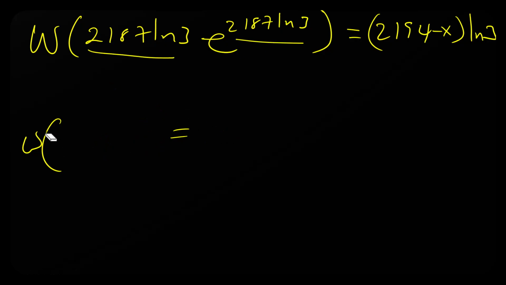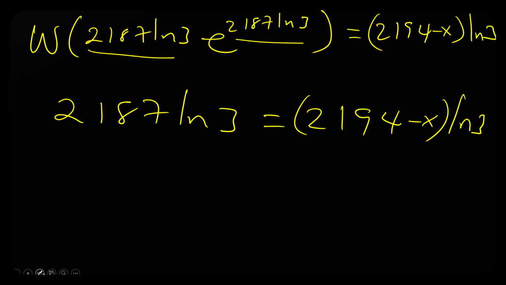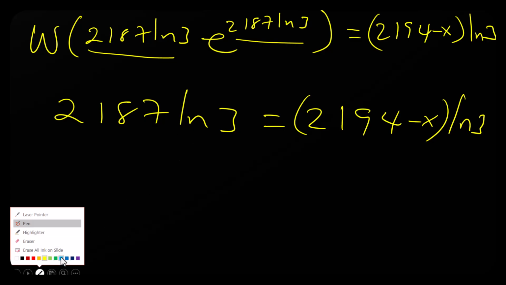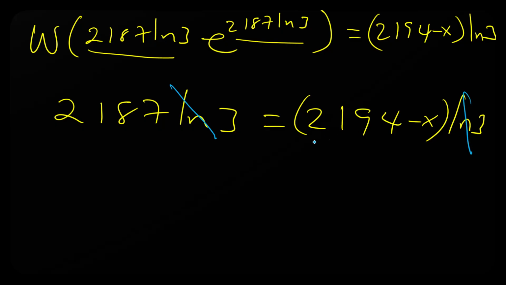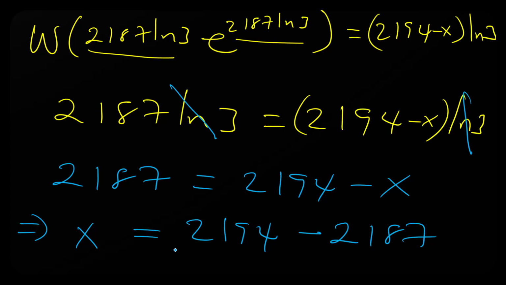So we have 2187 ln of 3 equals 2194 minus x ln of 3. So guess what? This one will cancel the ln of 3. So we have 2187 equals 2194 minus x. Wow. So from here, you can add x to both sides. So x equals 2194 minus 2187. Therefore, x equals 7. When you subtract, you get 7.